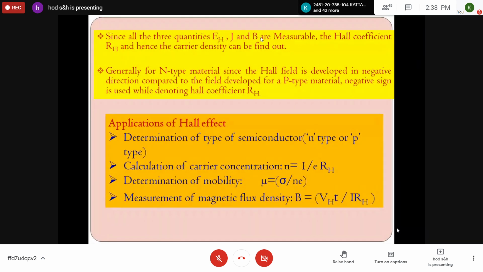So this Hall effect is a significant breakthrough in semiconducting technology. By this experiment, by this observation, you can identify whether the material is a P-type semiconductor or an N-type semiconductor, and also you can calculate the Hall coefficient, carrier concentration, mobility, and magnetic flux density. Like that, there are many applications of this Hall effect.